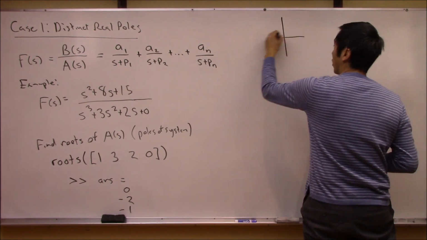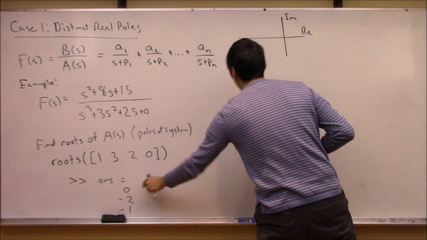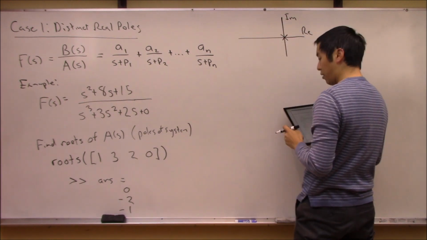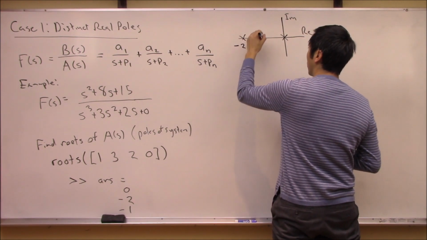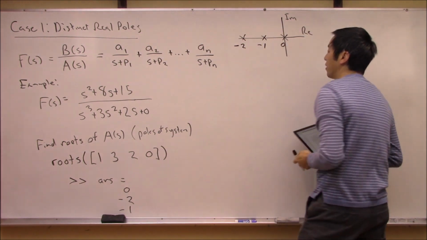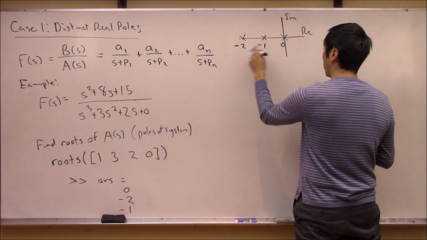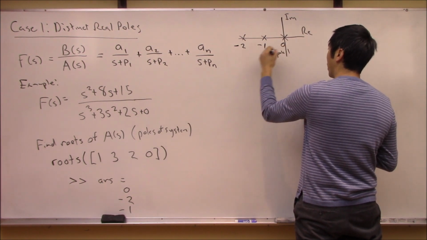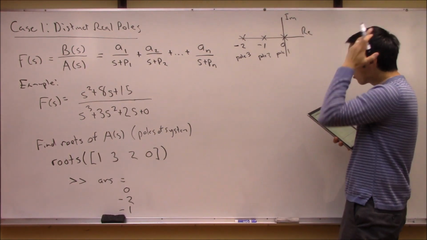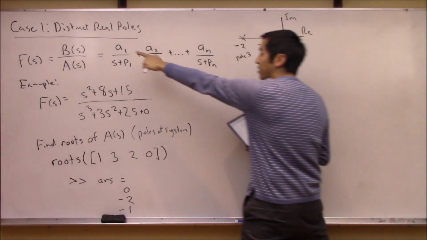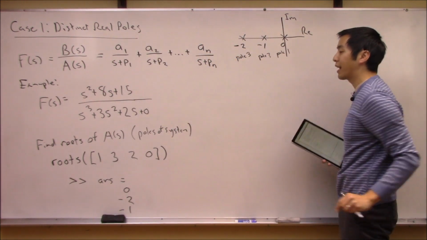So if we were to draw this out on the real-imaginary axis, you've got a pole here at the origin. You've got a pole here at -2, and you've got a pole at -1. This is what it looks like. So let's call these pole 1, pole 2, pole 3. Here's pole number 1, here's pole number 2, and here's pole number 3. So we see that yes, we are in fact in case 1 where you have distinct poles. None of them overlap, and they're all on the real axis.